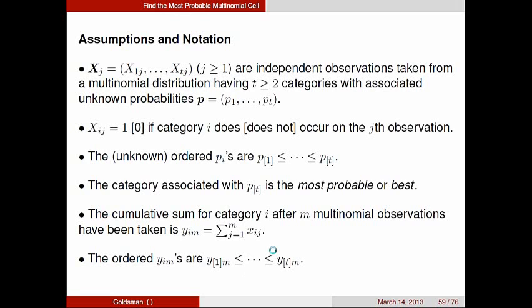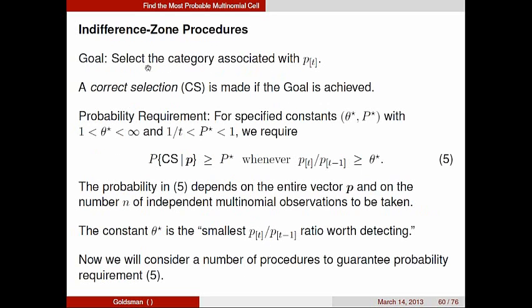And I have just enough time to show you how these things work. I want to select the probability associated with the category with the highest probability. If I do so, just like before, I make a correct selection. I want to make a correct selection with probability, say, at least 95%, whenever, instead of a difference, now I have a ratio. It's called a ratio estimator.